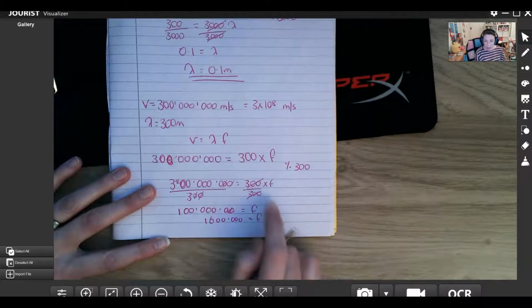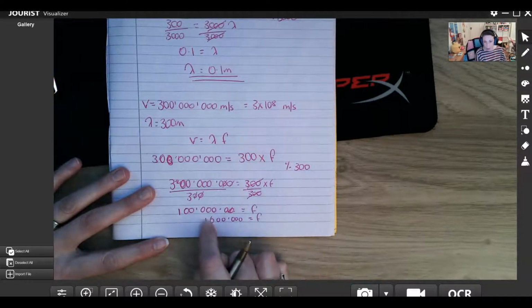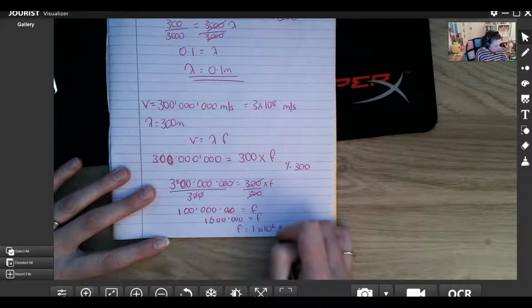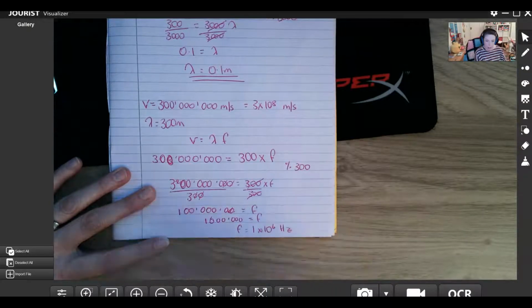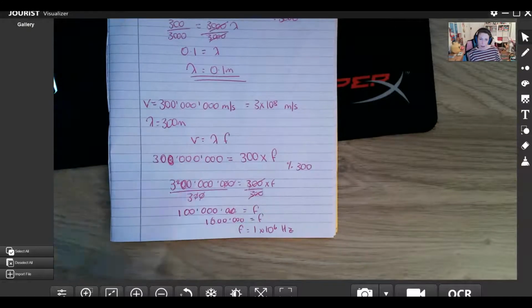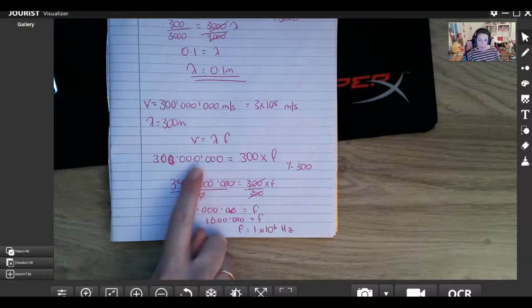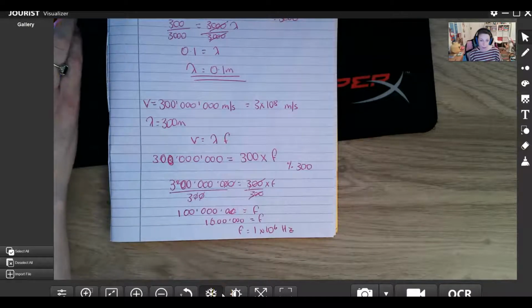You might get asked to put that in standard form if you're doing higher. So 1 with 6 zeros would be 1 times 10 to the 6 hertz. Okay? So this is more of a higher question, although you can get it on foundation. It's just that that would probably not be in standard form. Okay. Right.